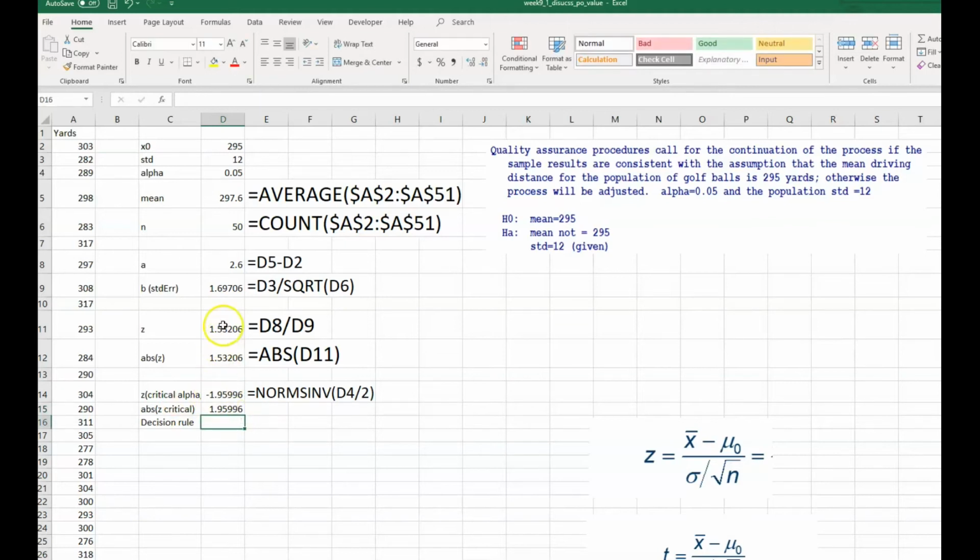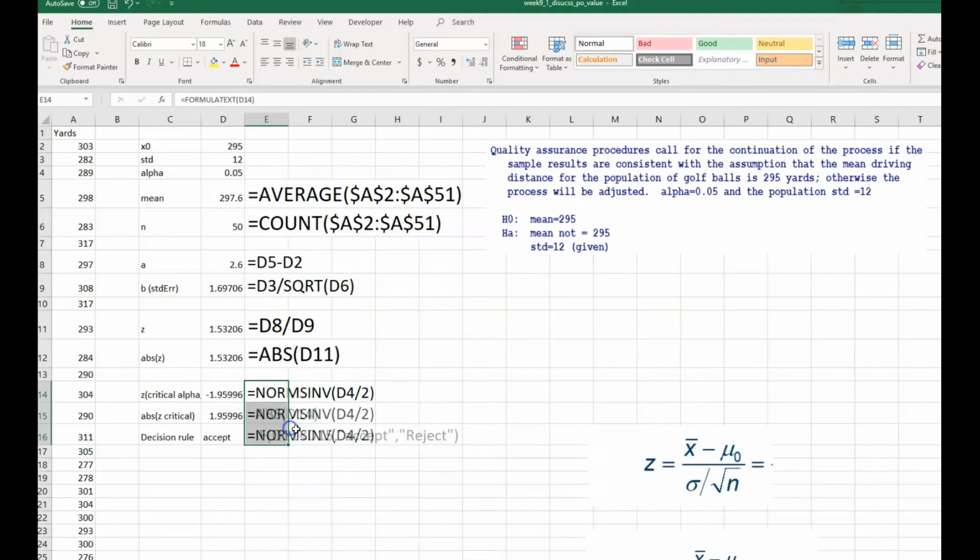Obviously, because 1.53 is less than 1.95, we do not reject the null hypothesis. So they are equal. So this is the decision rule. If our z value is less than the critical z value, we accept. Otherwise, we reject. I'm going to show the formula. So this is a decision rule.